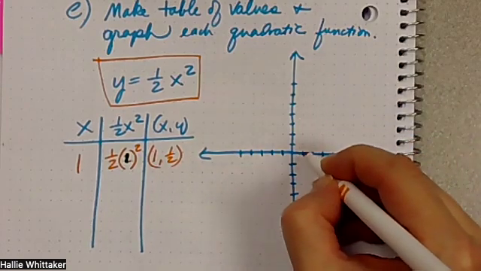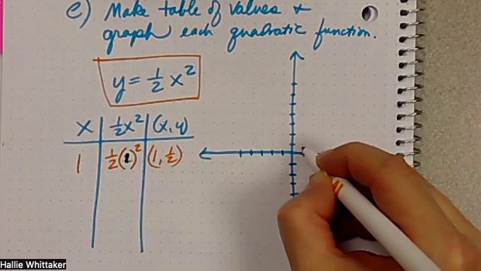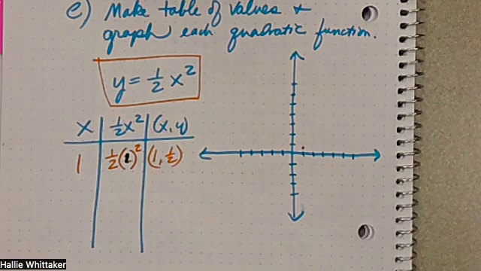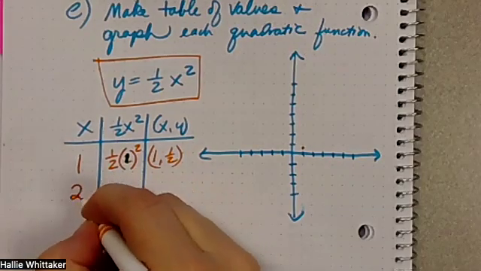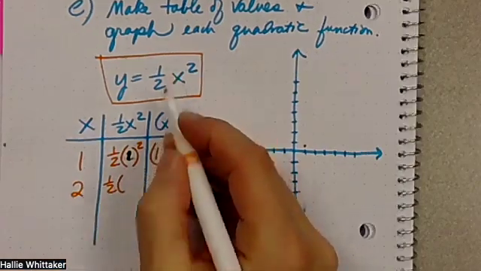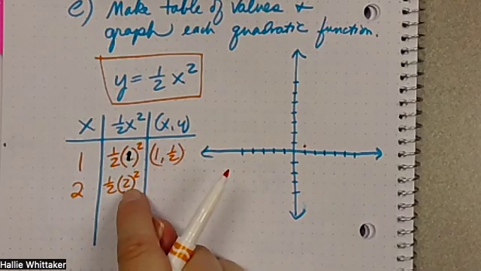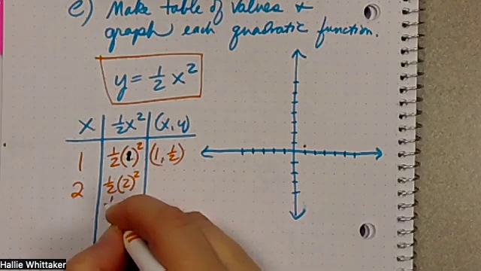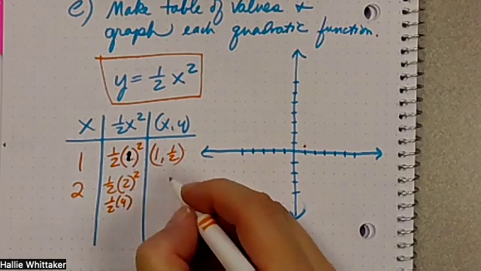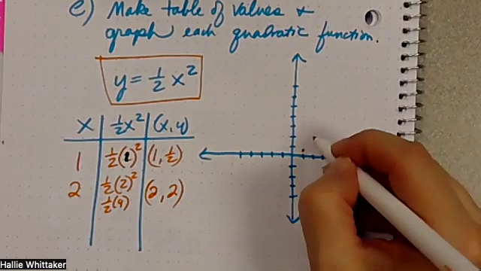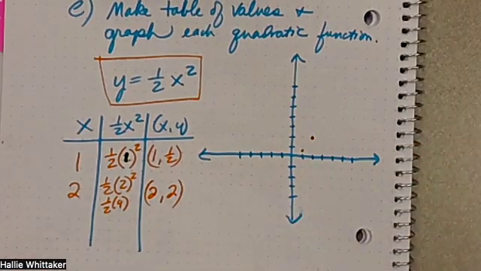So 1 and 1/2 right here. Okay, we can graph 1.5. What else? That's not much to work with yet. Now x is 2. We're going to square it. So let's do that order of operations. 2 squared is 4, and 1/2 times 4 is 2. Yay. So this one's actually 2, 2. That's pretty.